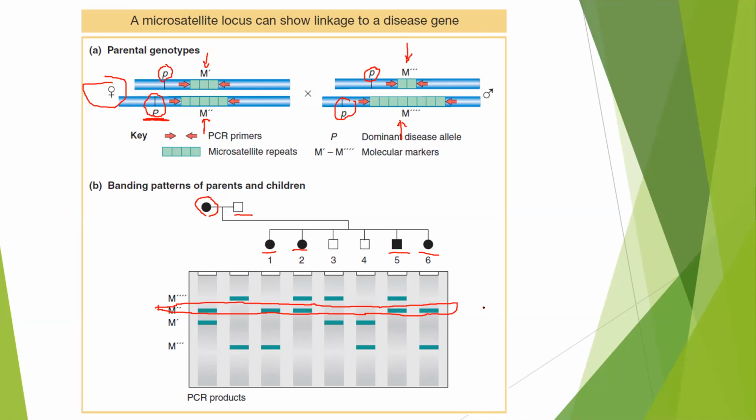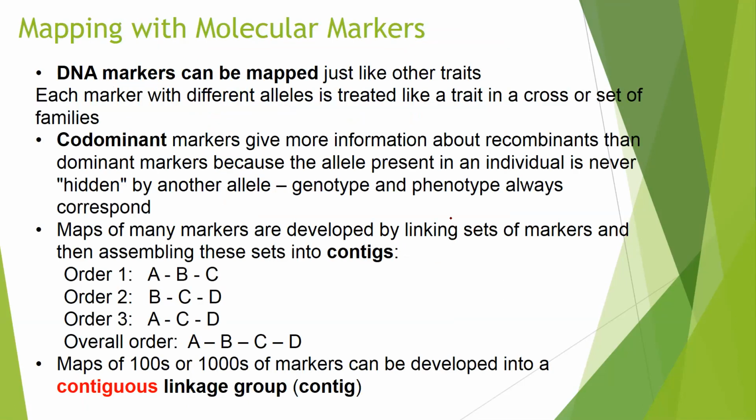And then what happened? Based on this, you can immediately identify it. We have many markers, but only this marker gives us the association between the marker and the disease phenotype. Then this can help us to identify this gene. This is an application of the DNA markers here.